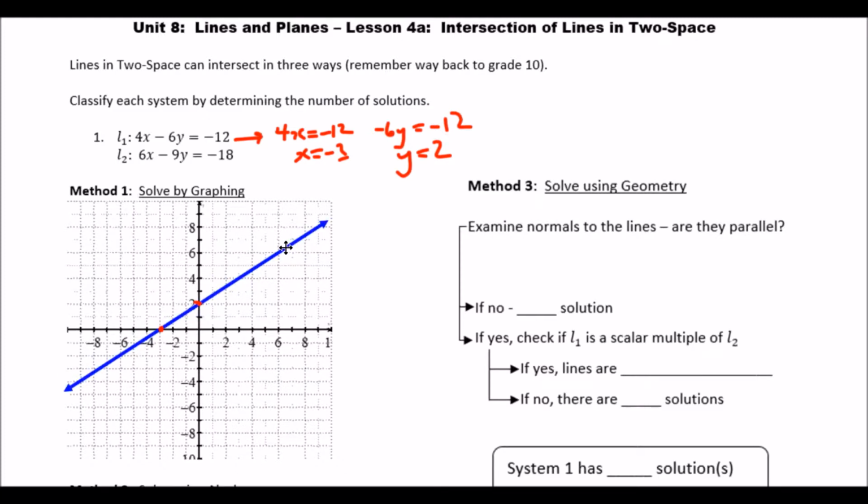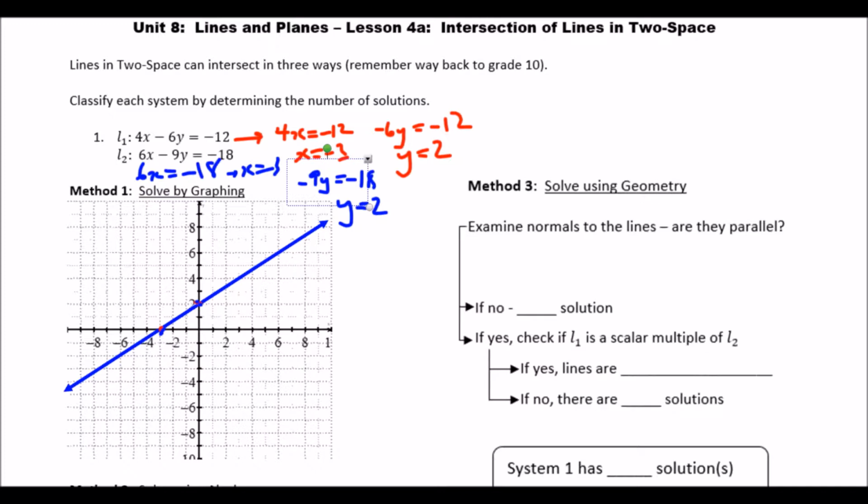There we go. So there's my line. I'm going to do the same thing with the other one. Line 2: again, 6x equals negative 18. Divide both sides by 6, I get x equals negative 3. Oh, look at that, already got the point there. And then I'm also going to do it with 0 for x, so solve for y: negative 9y equals negative 18. So y equals 2, and look there, the same point for both.